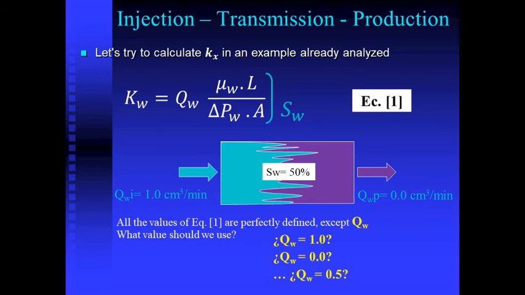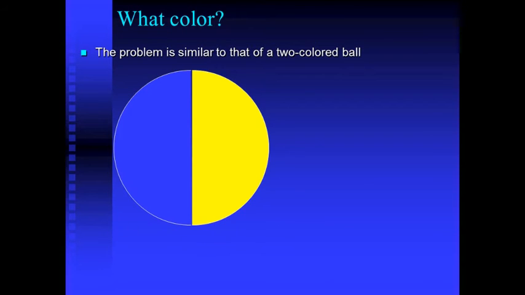Well, maybe the problem is not very clear at this point, so let's see an example that takes us a bit away from reservoir engineering. Let's imagine that what we are seeing is a two-colored ball. For this first analysis, we are going to simplify the natural world to just two colors, in this case, blue and yellow. If someone asks, what color is this ball?